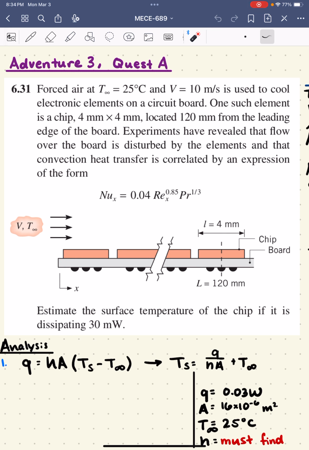Experiments have revealed that flow over a board is disturbed by the elements, and that convection heat transfer is correlated by an expression of the form where Nusselt number of x is equal to 0.04 times the Reynolds number at each x raised to the power of 0.85 times the Prandtl number to the power of 1/3.